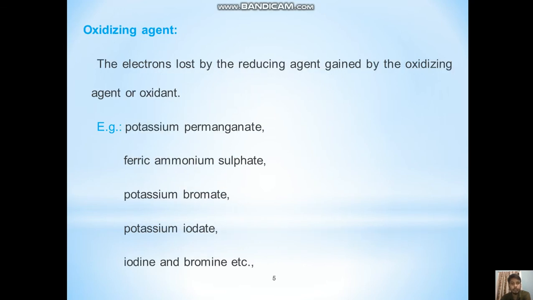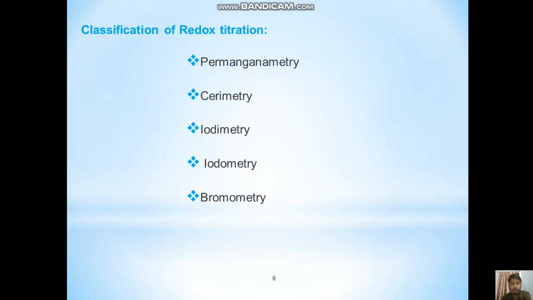And some oxidizing agents are also there. The electrons lost by the reducing agent are gained by the oxidizing agent or oxidant. So some examples of oxidizing agents: potassium permanganate, ferric ammonium sulfate, potassium bromate, potassium iodate, iodine, and bromine. These are some examples of oxidizing agents.